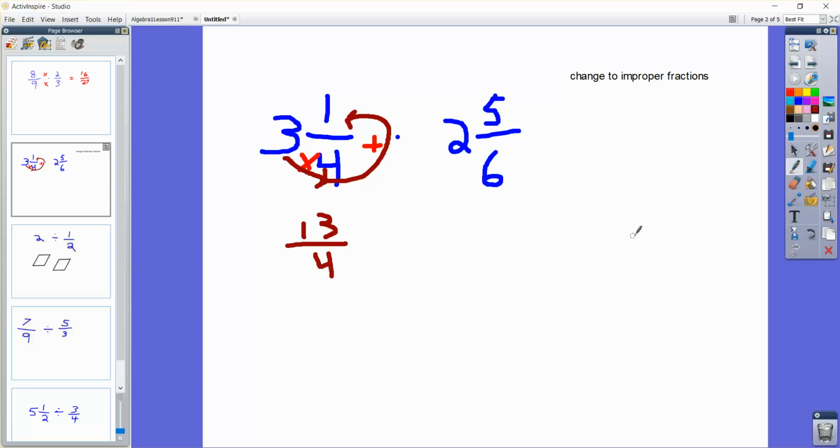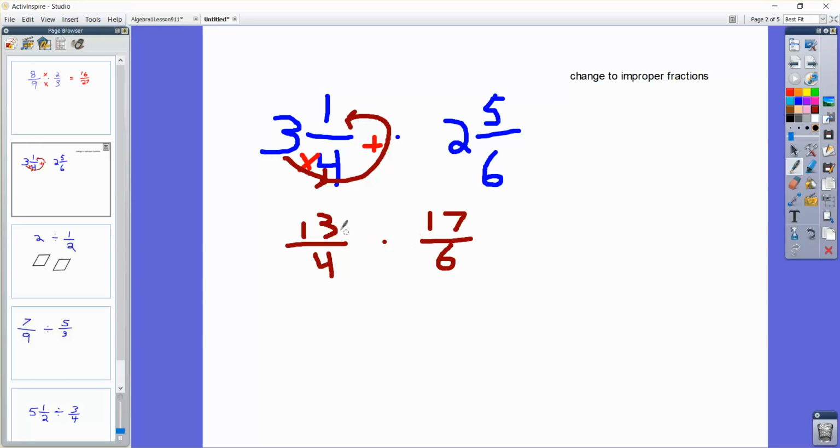One other thing I want to mention is the word improper fraction. The only real meaning it has is that your numerator is greater than your denominator. Improper sometimes sounds like it's wrong. It's not wrong. In this case, you have to use improper fractions to get it done right. So we're going to change our other fraction as well. Put our multiplication symbol in there. 2 times 6 is 12, plus 5 is 17. So this fraction here is 17 over 6.